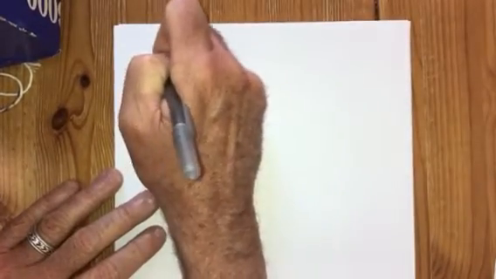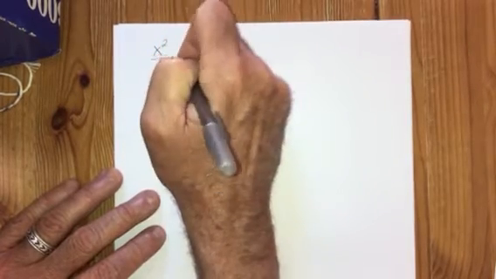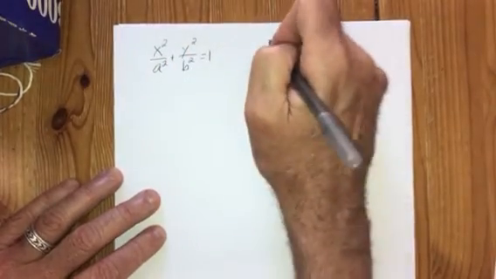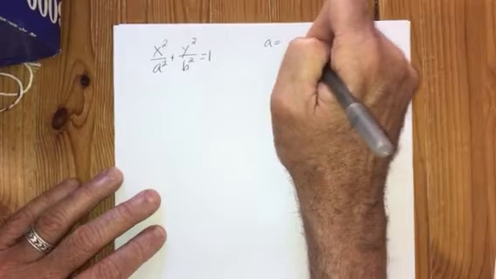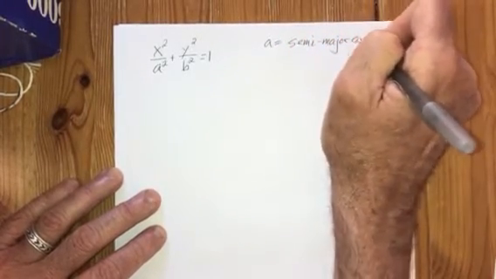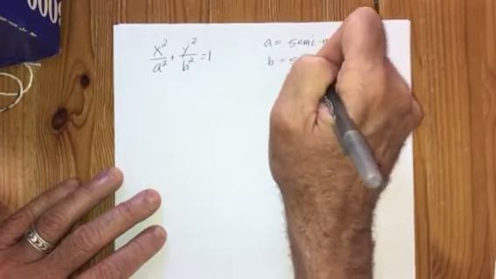One of the things that we would like to do with information regarding ellipses is to be able to write the equation of an ellipse that represents the orbit of a planet. Now the equation for an ellipse is this: x squared over a squared plus y squared over b squared is equal to 1, where a is the length of the semi-major axis and b is the length of the semi-minor axis.